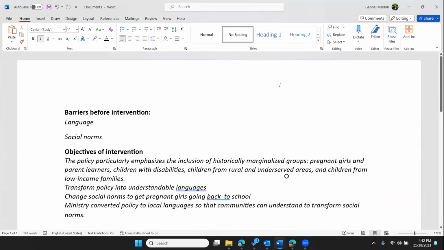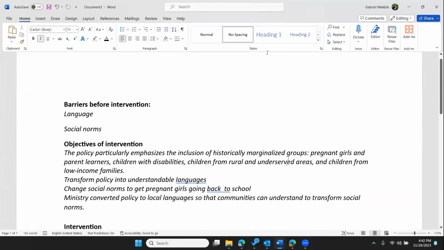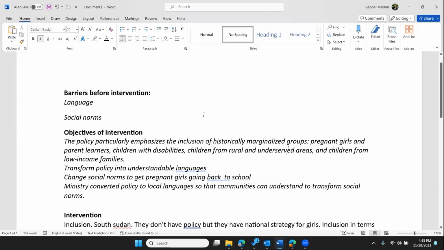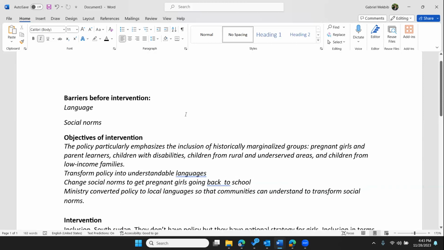Sure. If Babu isn't able to present, some of the barriers for the intervention were language and social norms, and that was shared by Angela in terms of implementation. What we looked at was a case study in Sierra Leone.